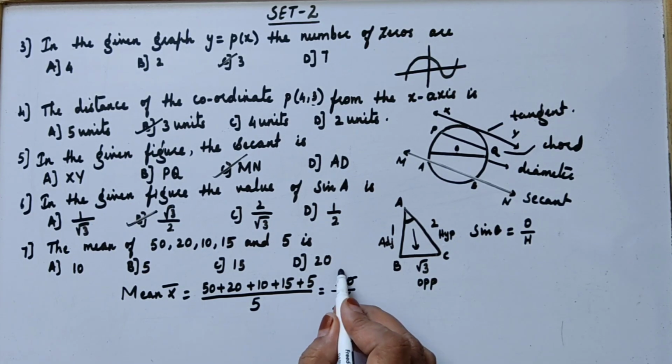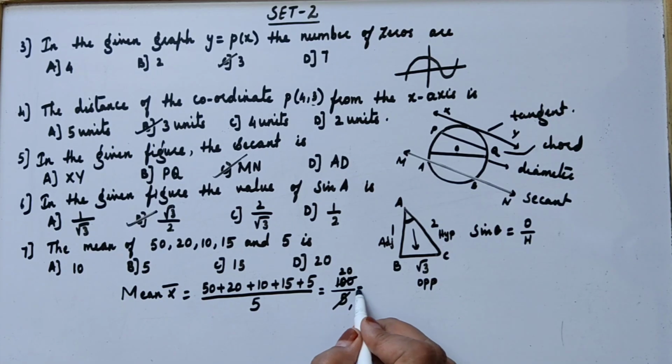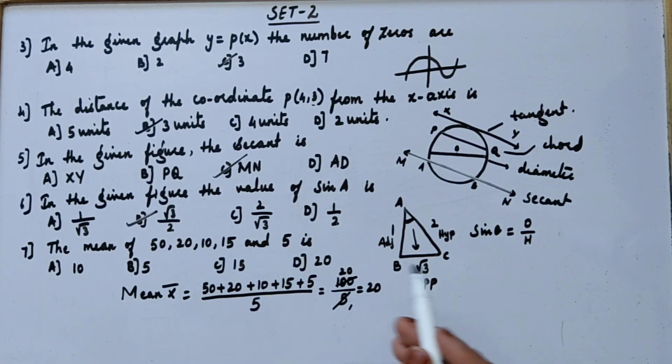So 100 upon 5. 5 ones are 5, 5 twos are 10, and 0. So we get 20. 20 is the mean of these scores. So option D is correct.